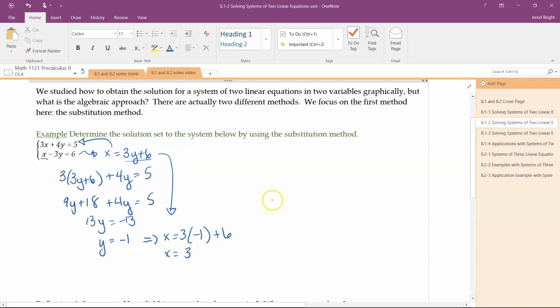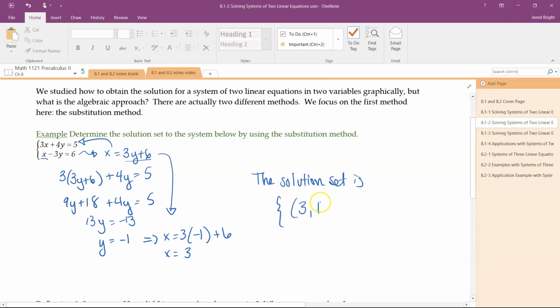Now with all this, I can say the solution set is squiggly bracket, and by convention we just list the value of the first alphabetical variable first, and then the second one after that. So we would say the solution set here is (3, -1), and we would be done.